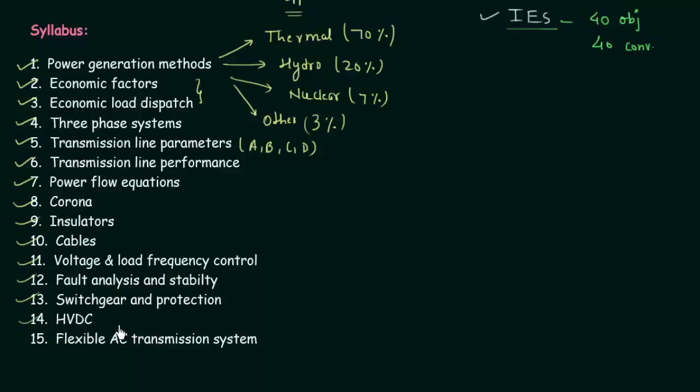Regarding this, keep in your mind, whenever the distance is long, then we use HVDC instead of HVAC. Instead of transmitting the AC power, we transmit the DC power. This is more economical for the longer distances. 15th one is flexible AC transmission system. Under this, we will study various devices to improve the performance of power system. In short, we call it FACTS.